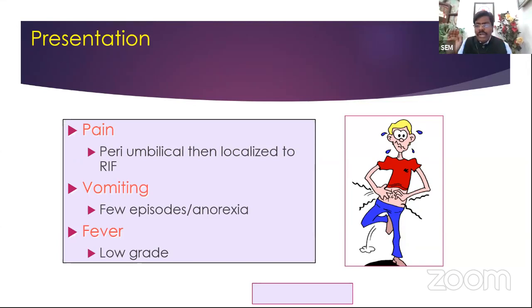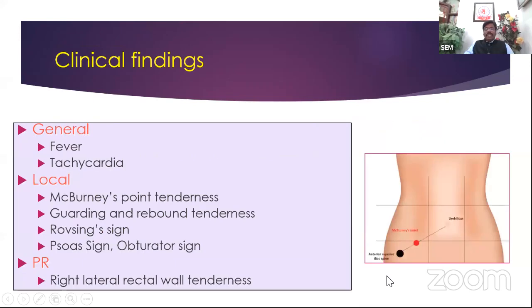Third is a low grade fever. So pain, vomiting, fever, if they happen in that order, very, very important. Pain first, vomiting next, fever third. If it comes, that is what we call Murphy's triad. So people will call you, what is Murphy's triad? You should all know. Okay.